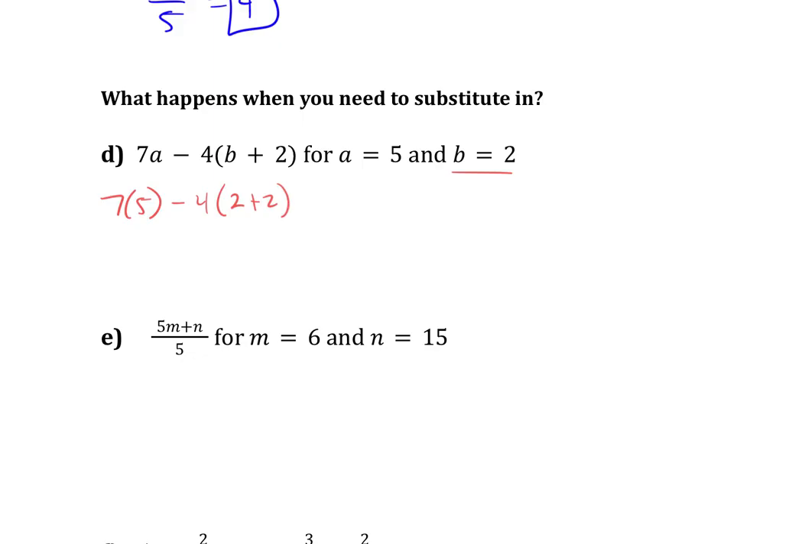And then I've got to simplify from there. So what I've got to do is take 2 plus 2, that's in parentheses. So now, multiply first. So that is 35 minus 16. Now that's my last step. 35 minus 16 is going to be 19. There's my answer.